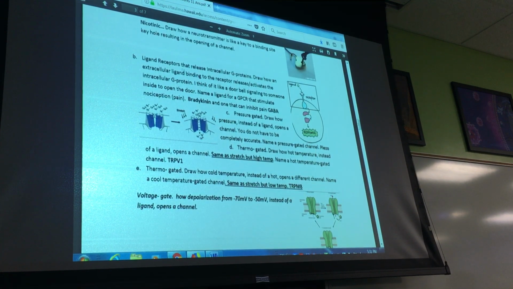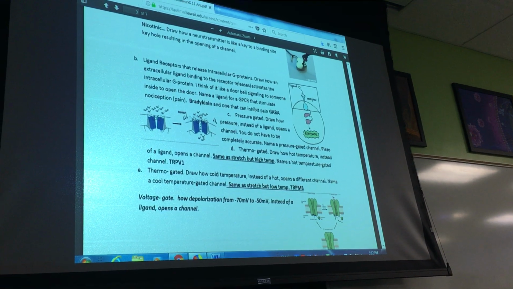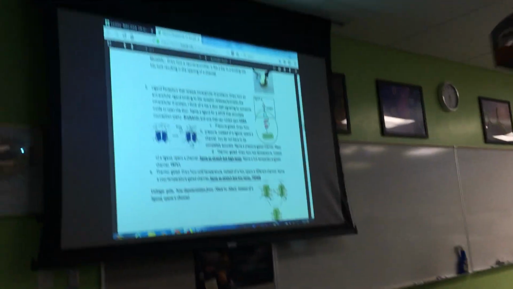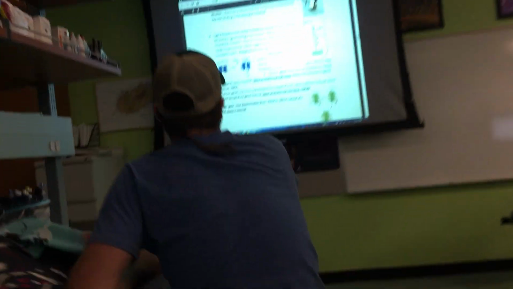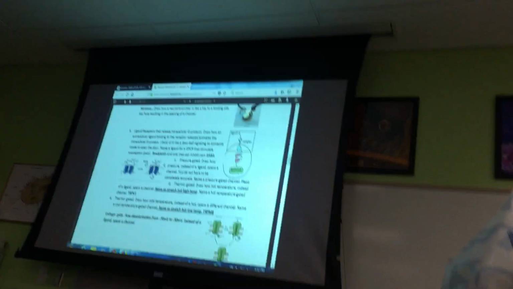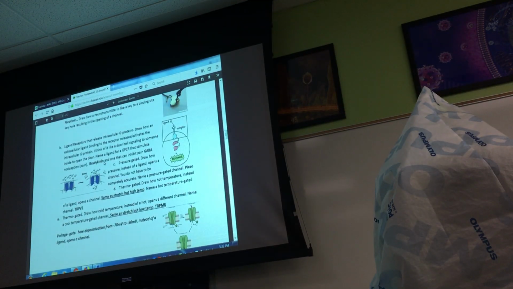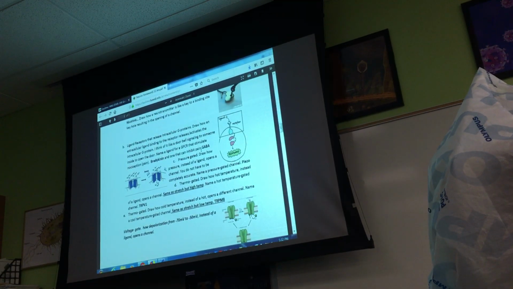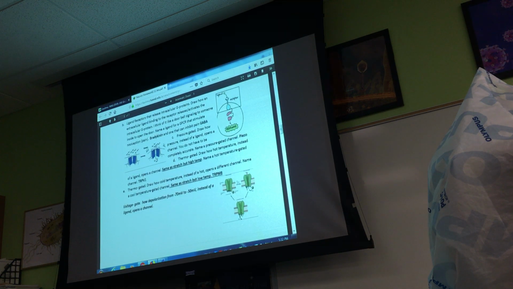Now we have different types of ligands, and we can also have pressure-gated channels, such as the PIEZO. So this is an example of the PIEZO. Stretch happens, and we have this flux of ions moving. You can have GPCRs, such as the bradykinin and GABA and opioids. Is everyone with me on that?